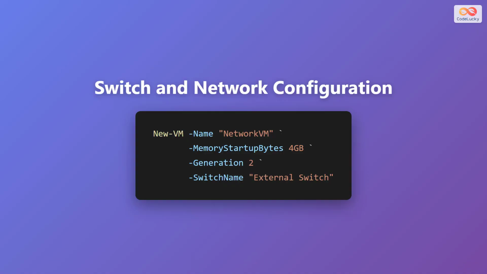To provide network connectivity to your virtual machine, you need to connect it to a virtual switch. The SwitchName parameter allows you to specify which virtual switch to attach to the VM. Virtual switches must be created beforehand using the New-VMSwitch cmdlet. In this example, we're connecting the virtual machine to an existing switch called ExternalSwitch, which typically provides the VM with access to your physical network.